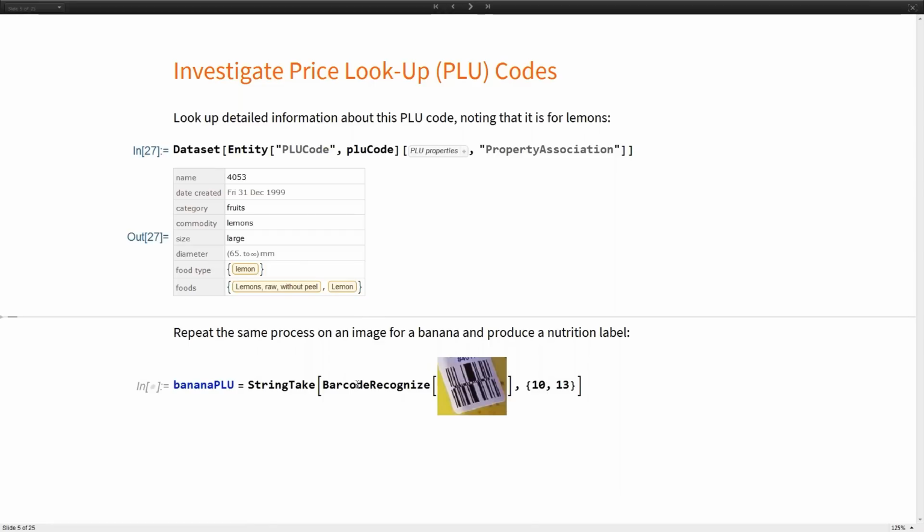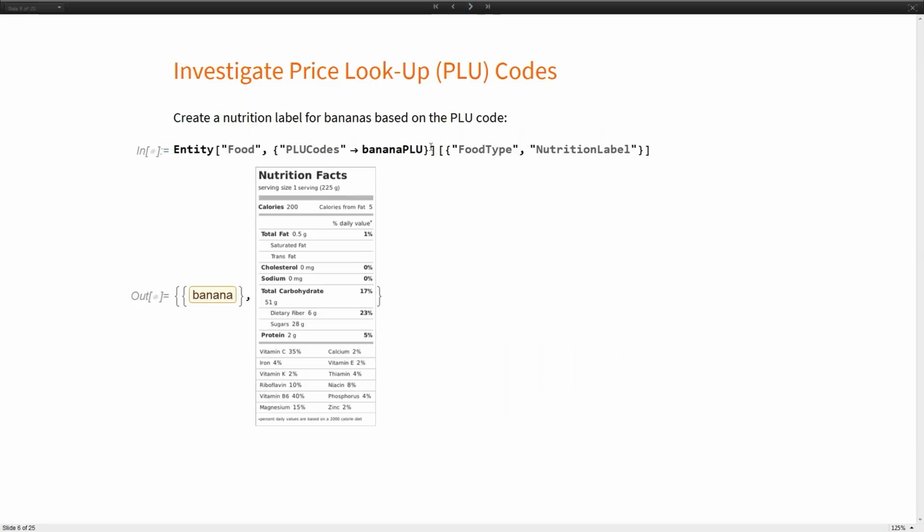And if you don't believe me, because that last image just had the numbers on it, BarcodeRecognize is indeed using the barcode itself, not the numbers. And so you can see here that this one is for a 4011, which is for a banana, for example. And we can produce more information out of it, like to be able to pull out that it is a banana using the food type property. And we can also produce nutrition labels from that information as well. So that kind of wraps it up for PLU codes.